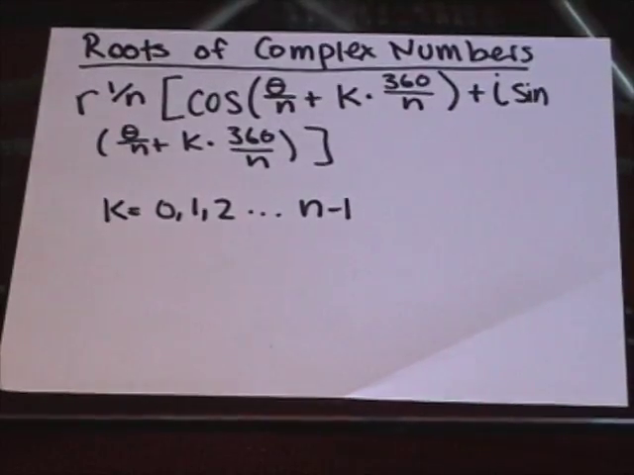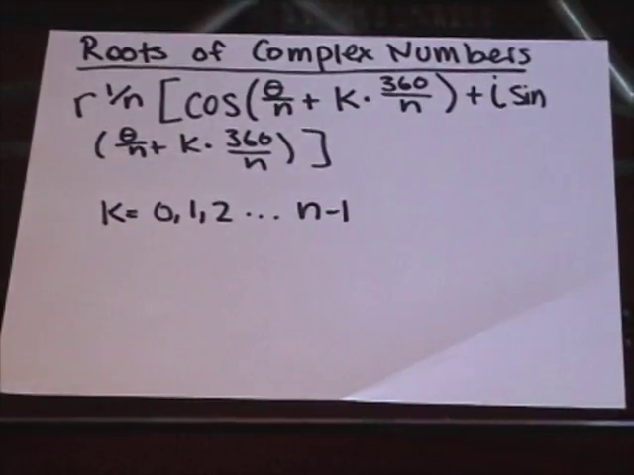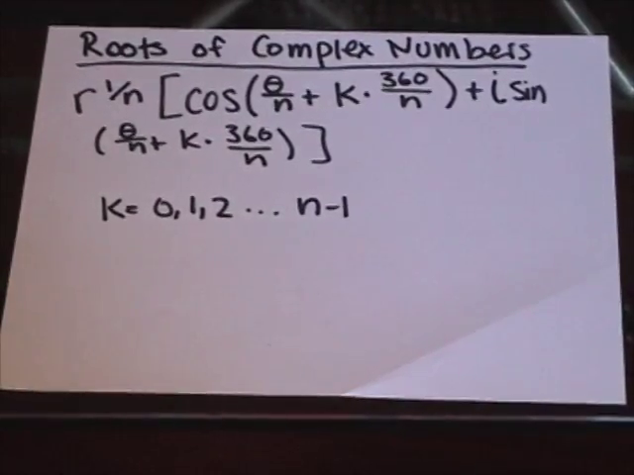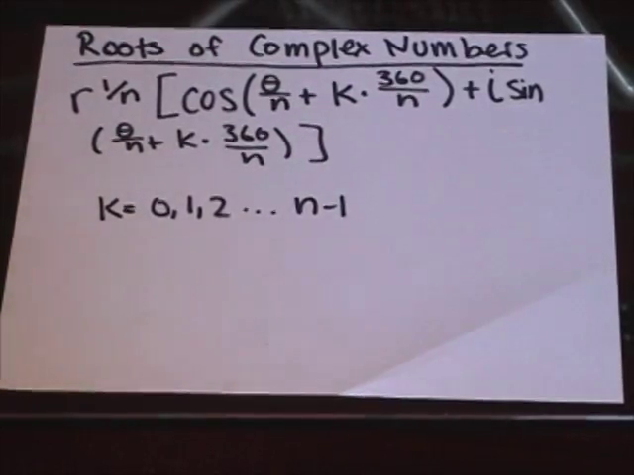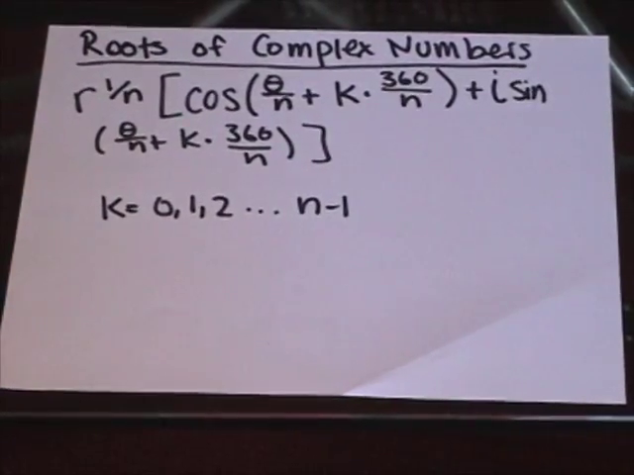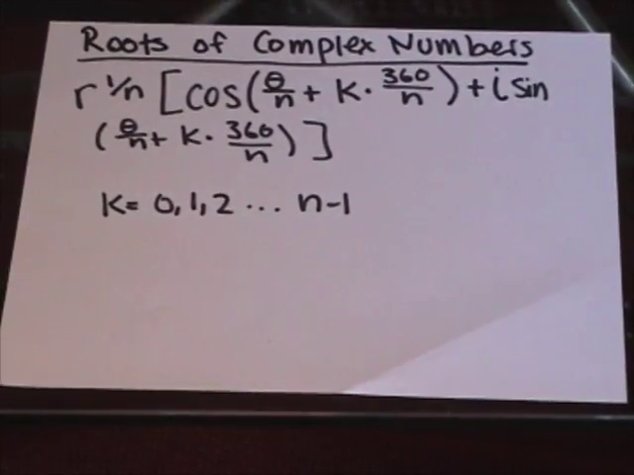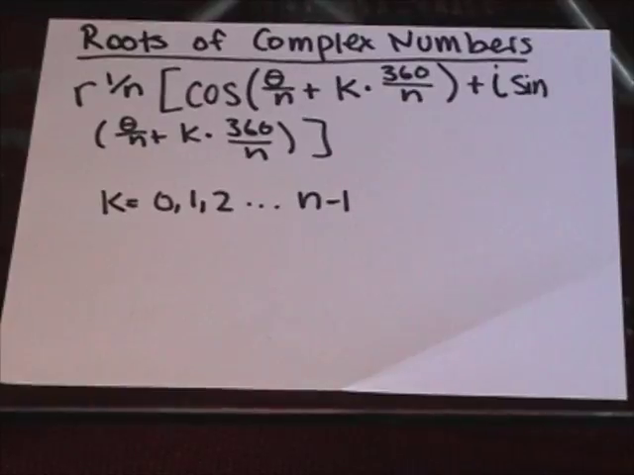r to the power of 1 over n times cosine of theta over n plus k times 360 over n, plus i sine of theta over n plus k times 360 over n, where n equals the degree of the root, and k is, so you plug in a different value, so it's like 0, 1, 2, and you go up this way.